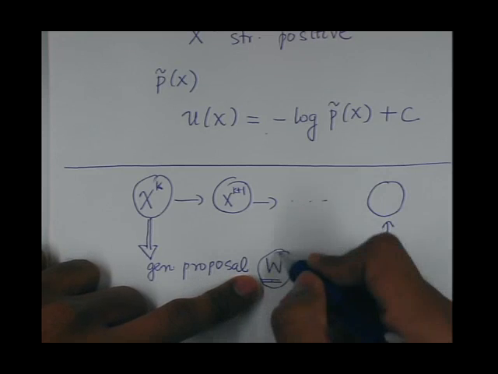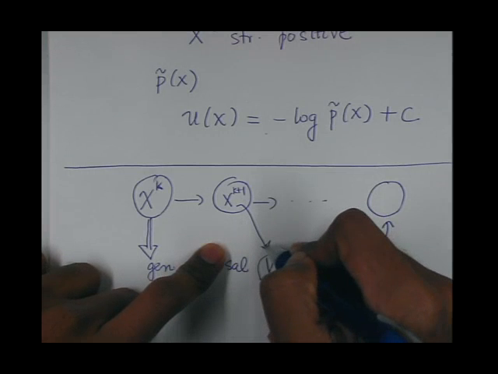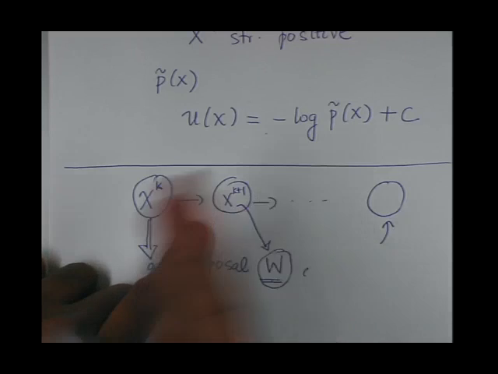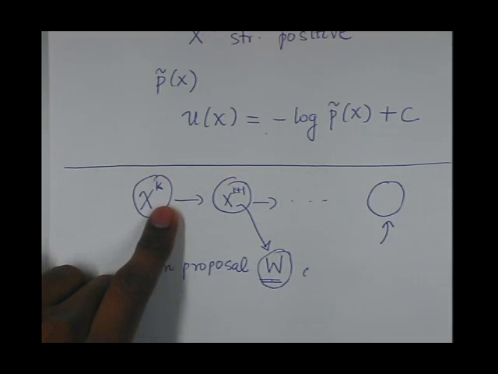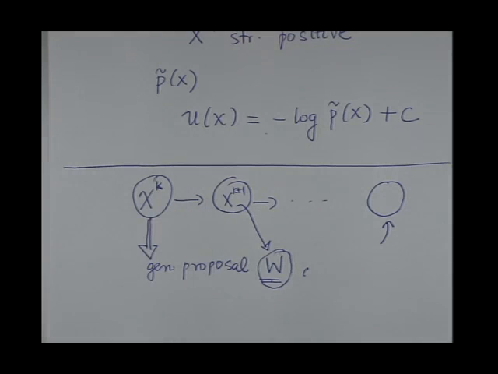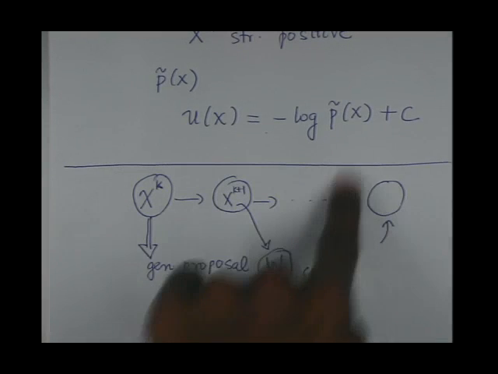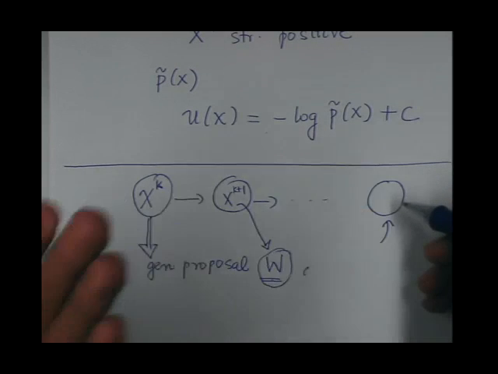By accept, I mean the new x of k plus 1 is set equal to this new random variable that you came up with. Otherwise, you simply go back and make x of k plus 1 equal to the previous state. So remember, you had something, generated a new proposal, and you either accept or reject it. And this keeps happening, so that eventually you're able to generate samples from your desired distribution.